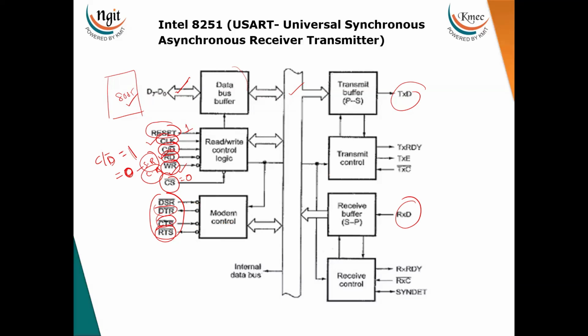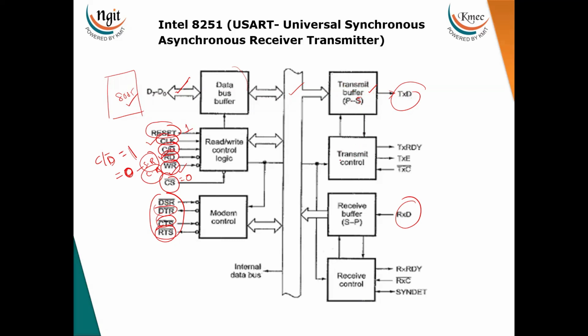Now these are nothing but handshaking signals for data transmission. Now the next one is the transmit buffer. It will convert parallel data into serial. Parallel to serial conversion will be done by using this transmit buffer, and that serial data will be transmitted by using this output pin TXD, the transmit data pin.